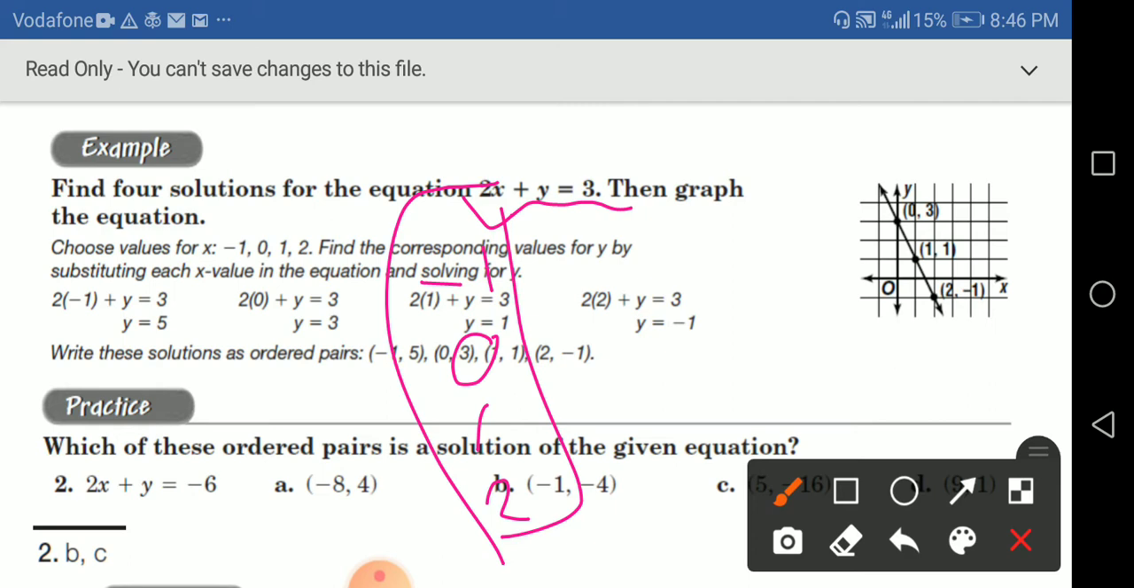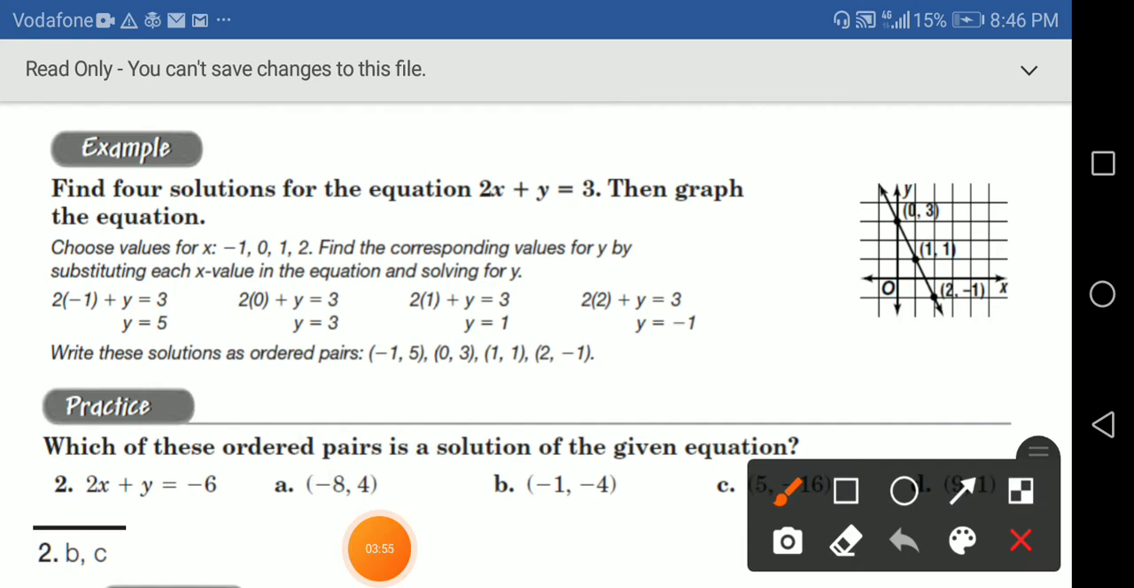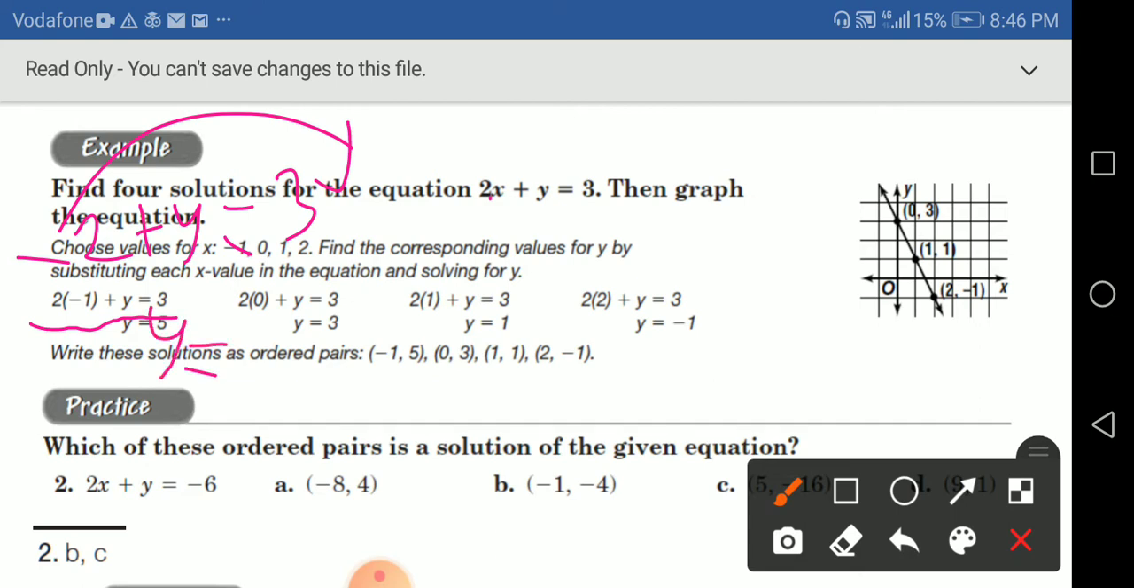Find the corresponding values for y. By what? By substituting for x values in the equation and solving for y. Miss Dina, is this easy or hard? This is very easy, so I'm going to take negative 1 instead of x in the equation. 2 times negative 1 plus y equals 3. 2 times negative 1 gives me negative 2. So negative 2 plus y equals 3. Negative 2 will go to the other side by positive.